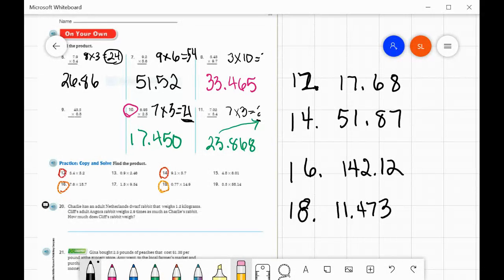Welcome back. You will see that you have the answers up on the screen. Double check your answers to make sure that your number 12 is right, your number 14 is right, your number 16 is right, and your number 18 is right. If they are not correct, figure out what you did wrong. And then we will see you on the next assignment.